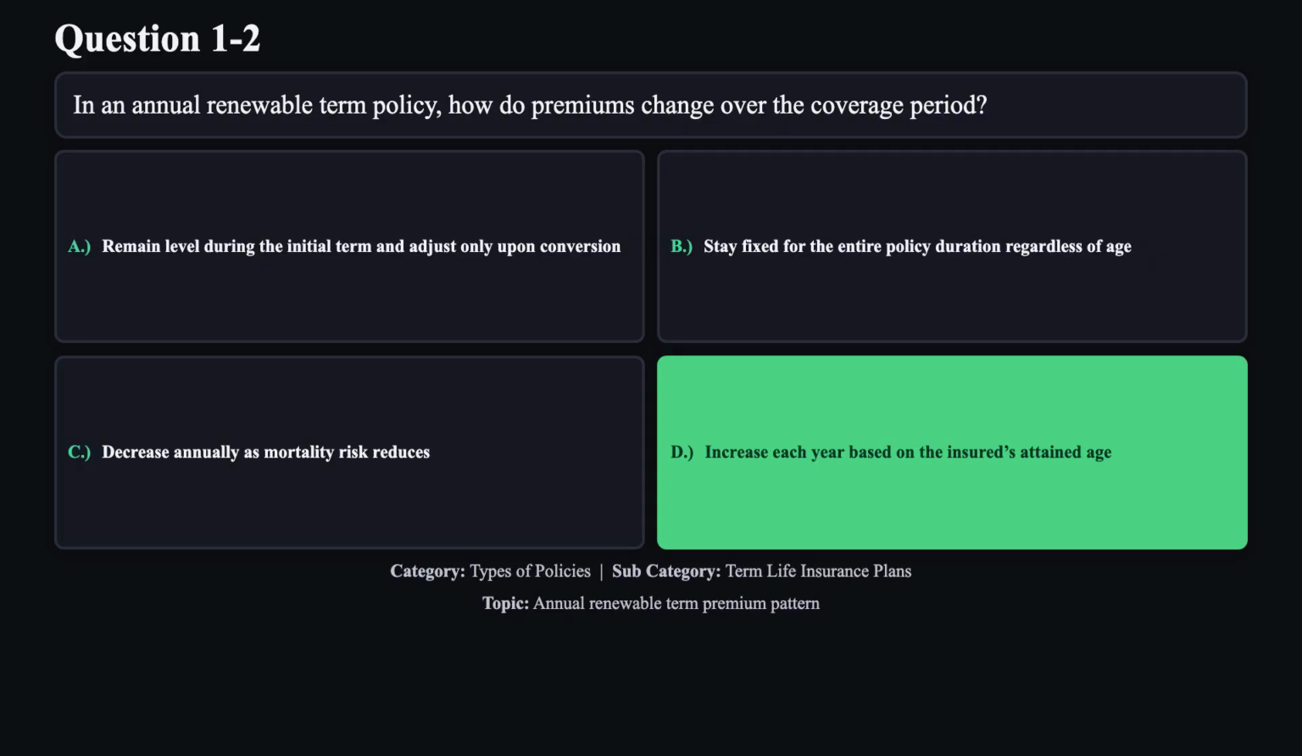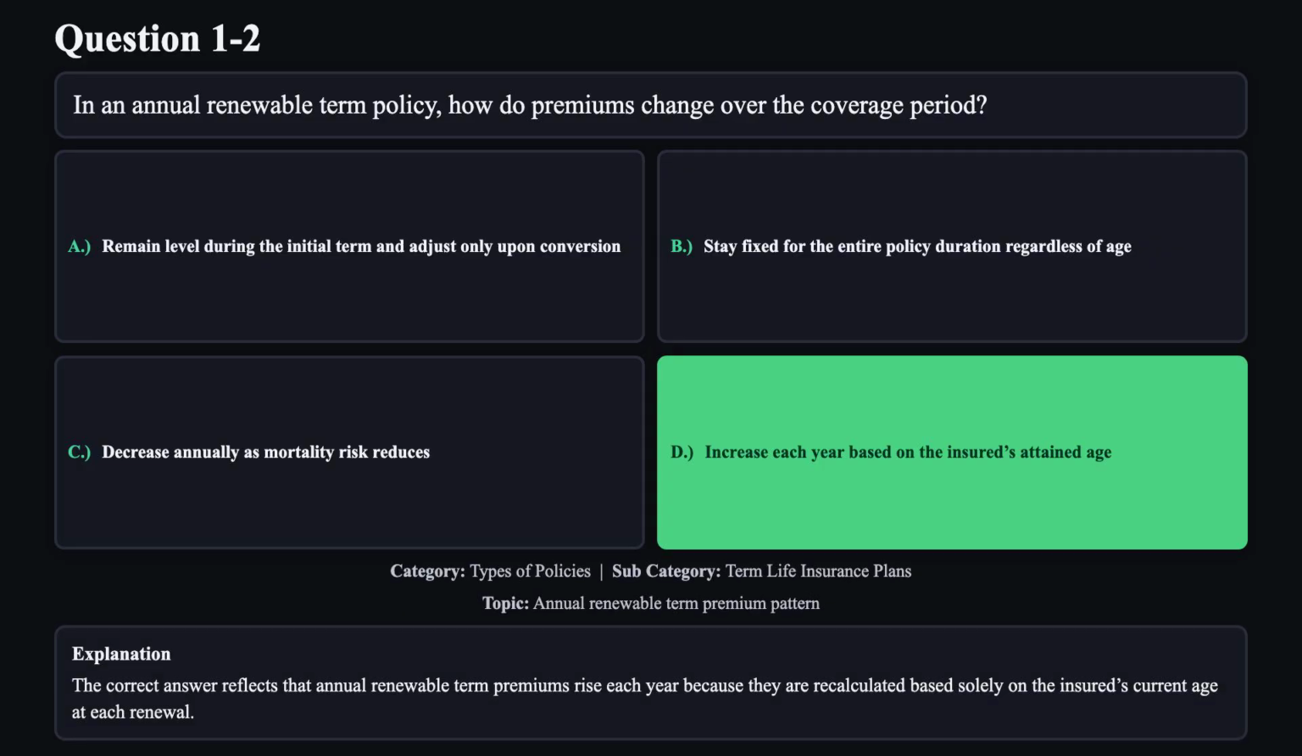The correct answer is D. The correct answer reflects that annual renewable term premiums rise each year because they are recalculated based solely on the insured's current age at each renewal.